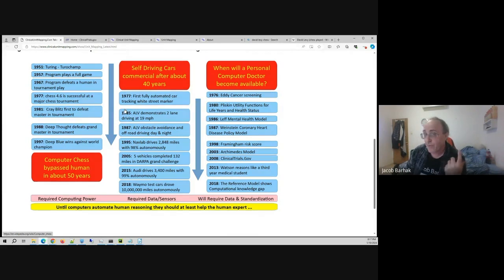So let's start with computer chess, just to give you an example. From the first computer program that was written, and you can check it out on Wikipedia, it was by Alan Turing in 1951. In 1997, less than 50 years, Deep Blue won against Kasparov. So it took about 50 years, even less.